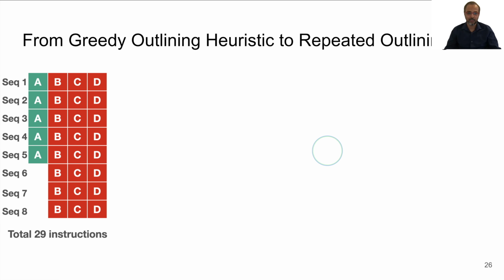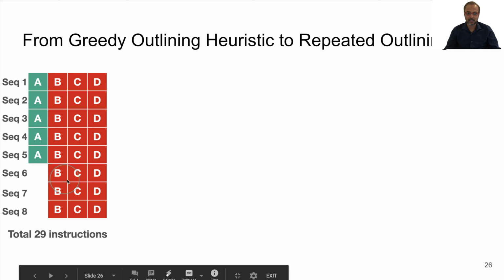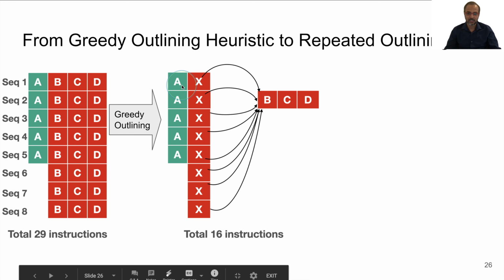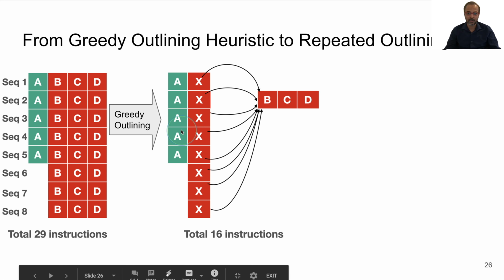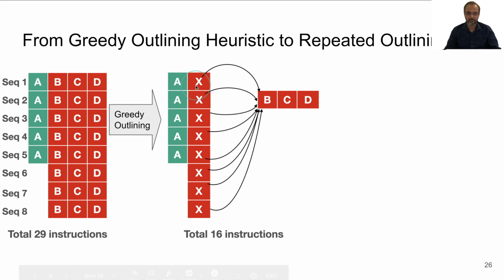Earlier I mentioned that LLVM's default outliner employs a greedy heuristic. Here is an example with 8 sequences, of which 5 are ABCDs and 3 are BCDs. Since the suffix BCD appears 8 times, the machine outliner's greedy algorithm picks BCD and adds a single instance and branches to it, which results in the total size of 16 instructions. However, it stops at this. We can see that once the optimization is done, it creates new replica sequences such as AX here.